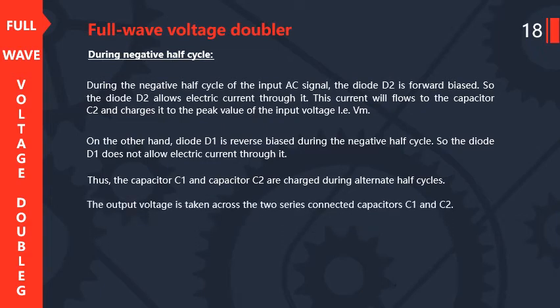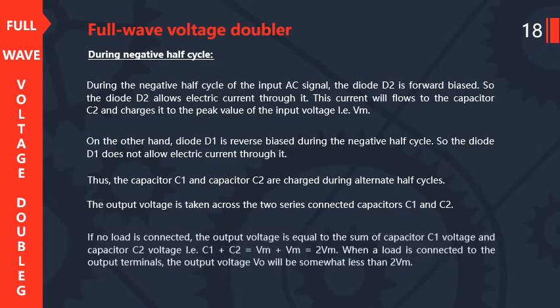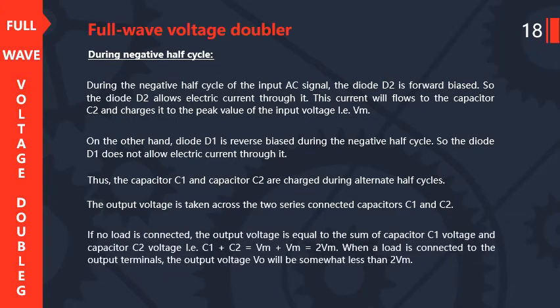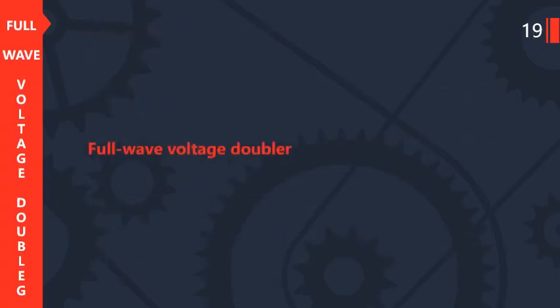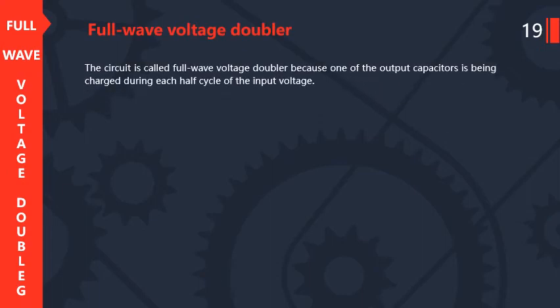The output voltage is taken across two series connected capacitors C1 and C2. If no load is connected, the output voltage is equal to the sum of the capacitor C1 voltage and the capacitor C2 voltage. That is, C1 plus C2 is equal to Vm plus Vm is equal to 2Vm. When a load is connected to the output terminals, the output voltage V0 will be somewhat less than 2Vm. The circuit is called full wave voltage doubler because one of the output capacitors is being charged during each half cycle of the input voltage.